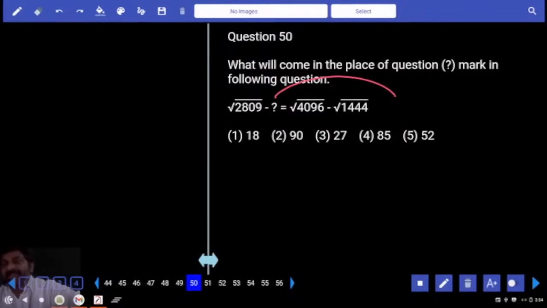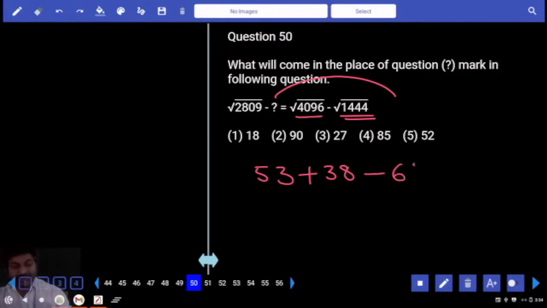This goes to the other side. Other two numbers in right hand side will come to left hand side. Under root of 2809, 53. This number comes to left hand side and becomes a positive number, which is 38. This comes to left hand side, becomes minus 64. Ends with, answer ends with only one option.